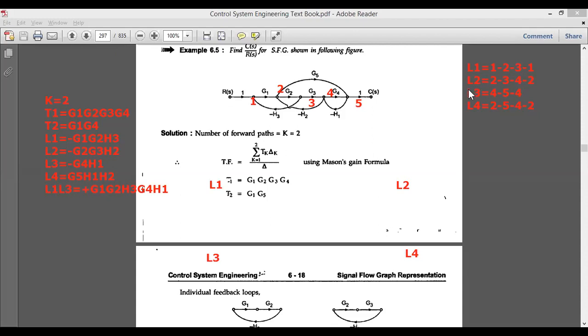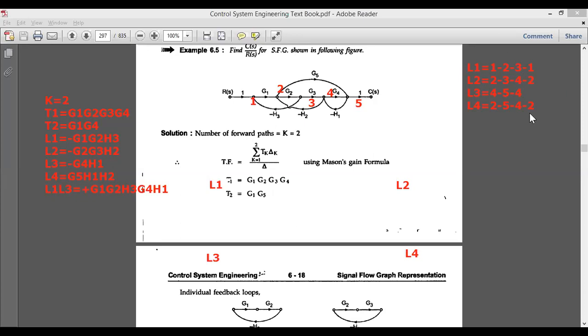Compare L1 and L3. If you compare L1 and L3, all the numbers are different, right? We have 1, 2, 3 here, and 4, 5. Now L1 and L3 become your non-touching loops. Now compare L1 and L4. If you compare L1 and L4, the number which is repeating here is node number 2. So therefore L1 and L4 cannot be taken as non-touching loops.